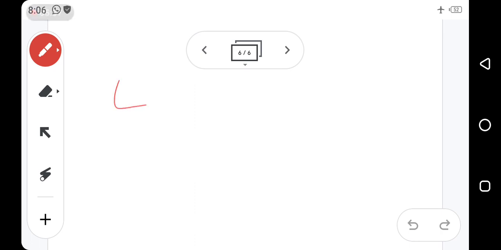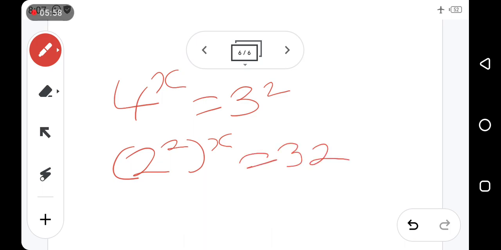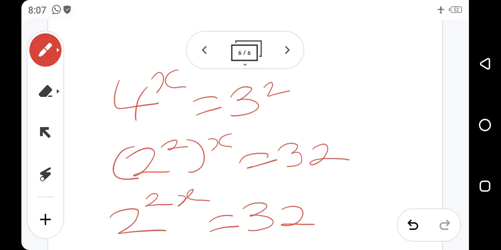So for example, if you have 4 raised to the power of x is equal to 32. In this case now, you cannot do 4 raised to the power of any number to give you 32. To give you 32, definitely you have to still break this down, meaning that you can do 2 raised to the power of 2, into x is equal to 32. So definitely you have to break this down now. These powers are multiplying each other, meaning that you are going to be having 2 raised to the power of 2x is equal to 32.